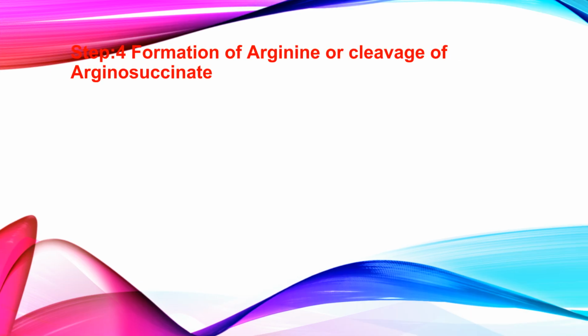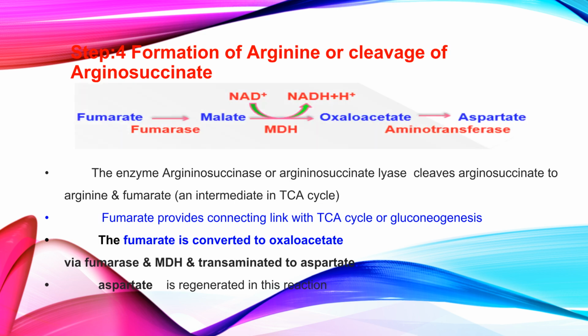Step 4 is the formation of arginine, or the cleavage of arginosuccinate. Argininosuccinase cleaves arginosuccinate into arginine and fumarate. Fumarate connects to the TCA cycle, or gluconeogenesis, where it is converted to oxaloacetate and transaminated to regenerate aspartate.